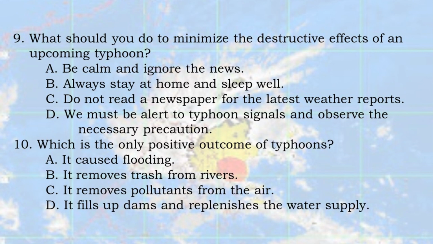10. Which is the only positive outcome of typhoons? A. It caused flooding. B. It removes trash from rivers. C. It removes pollutants from the air. D. It fills up dams and replenishes the water supply.